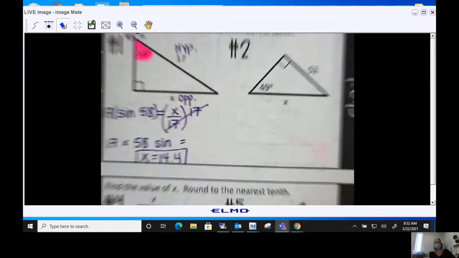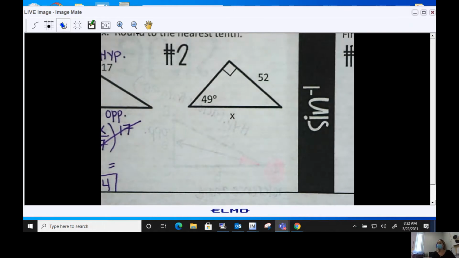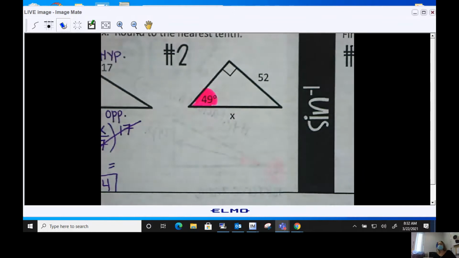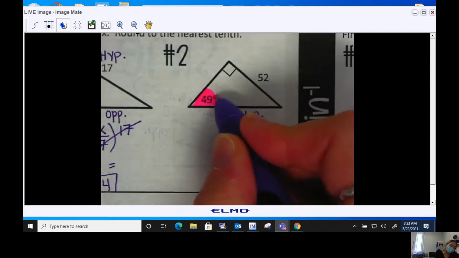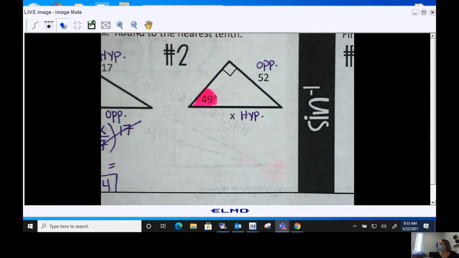All right, let's try the next one, number 2. Same idea. We're going to start by looking at our reference angle. Which angle's your reference angle? 49. So highlight it, circle it, do something to it. All right. Which side is your hypotenuse? Across from the 90. X, good. Which means the 52 must be your opposite side. Good. So we're going to write a fraction again, just like we did before, a ratio, using the sine.